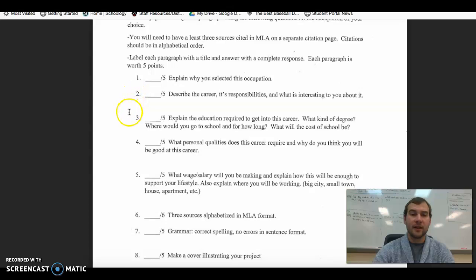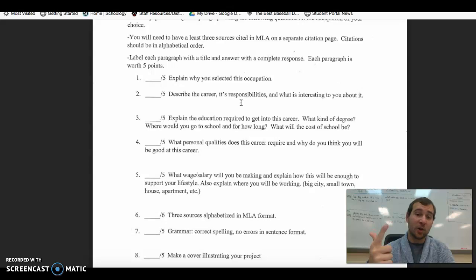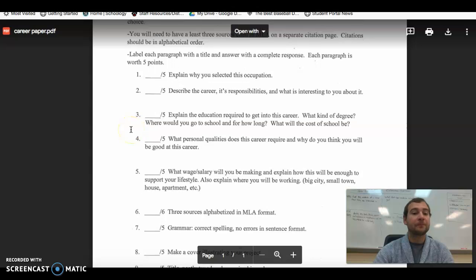The second one is more you're informing me on what the career actually is. So you're going to describe the career, its responsibilities, and what is interesting to you about it. For this one, I would look on the MCIS site, and I would look for the task list or work responsibilities. Different aspects like that will help you answer this question. And again, the last part is what is interesting to you about it. That's just all opinion. So you can't get that part wrong.